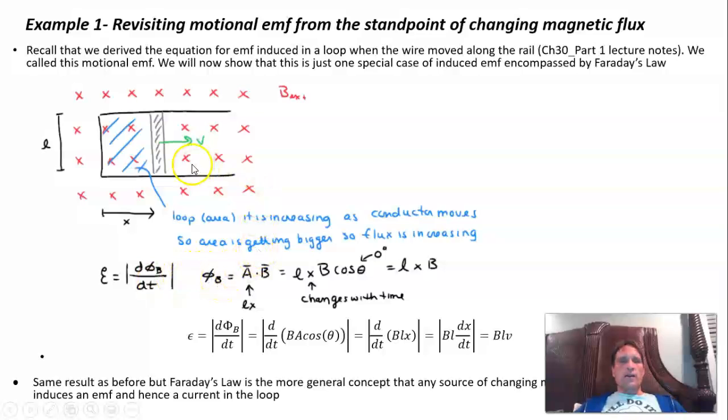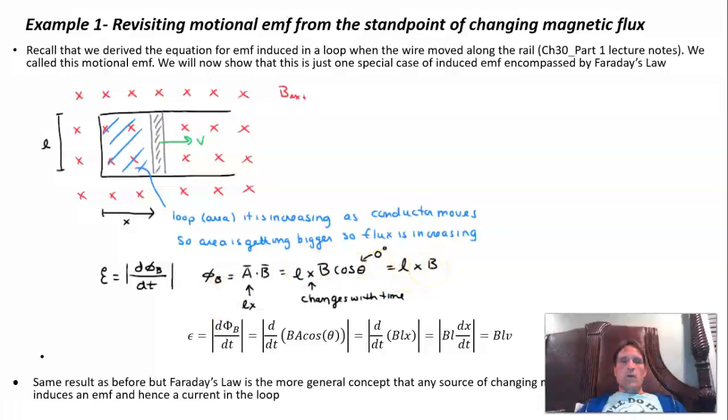And here you have the area of the loop, which is perpendicular to the screen, in the same direction as B, and so the angle between the area and B is 0. So cosine of 0 is 1, and we multiply the area, which is just L times x, with the magnetic field strength B, times the cosine of 0, and you get that the flux is equal to length times width, which is the area, times B.